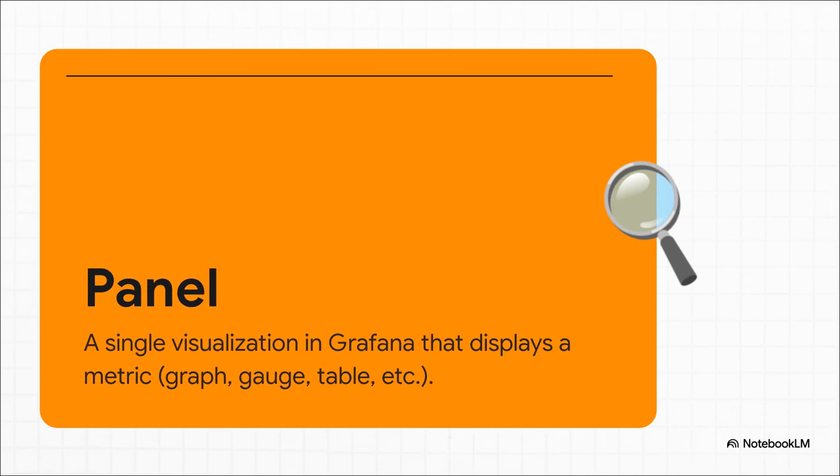So what are these dashboards made of? Well, they're built from something called panels. A panel is just one single visualization. It could be a graph, or a big number, or a table. So you might have one panel showing CPU usage, and right next to it another one tracking user signups, and maybe a third one counting errors. You arrange all these little panels on your dashboard to build your complete view.